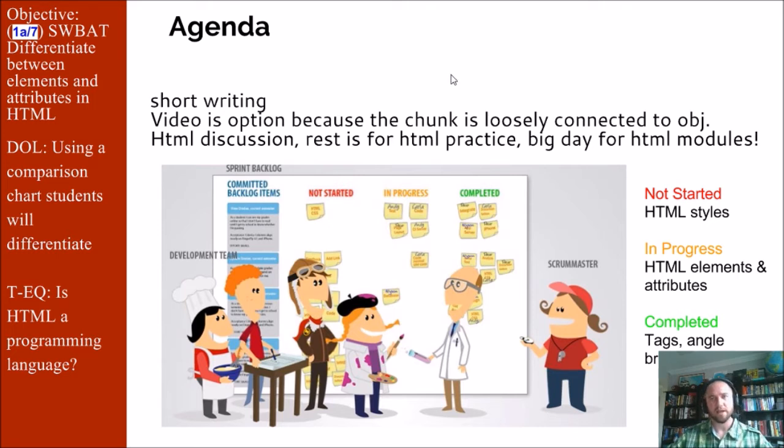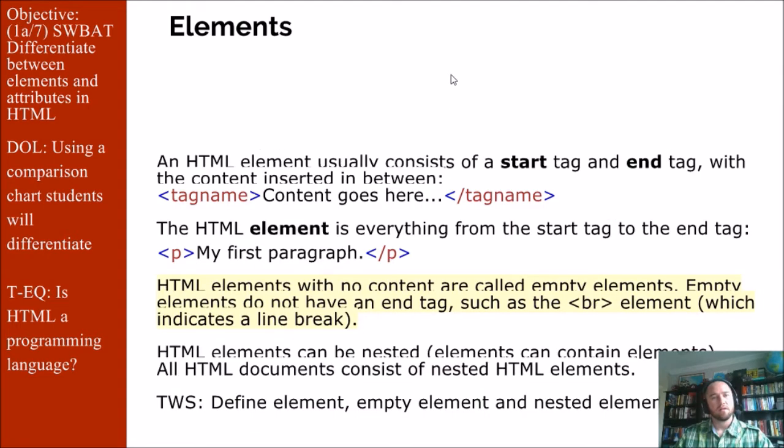using elements and attributes. So, what's an element? It's usually consisting of a start tag and end tag with the content inserted in between. So here's our example, tag name, and then that's what's going to be displayed on the browser page. So the HTML element is everything from the start tag to the end tag. P stands for paragraph, so everything from here to here, this is the element.